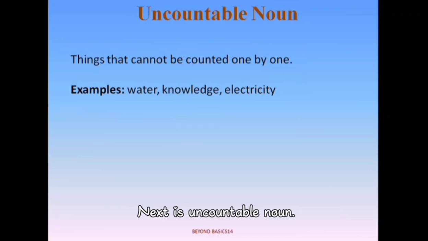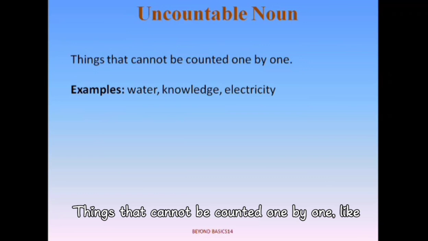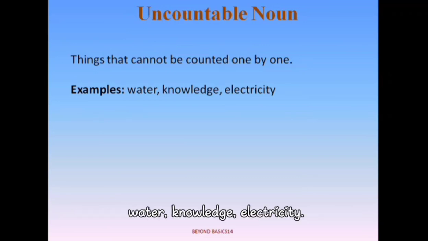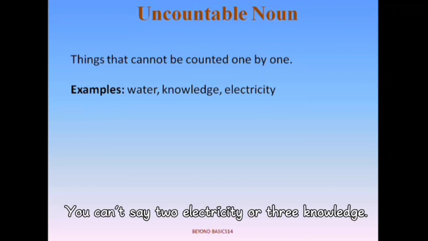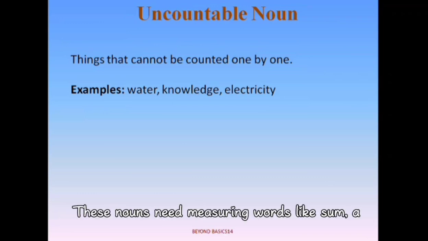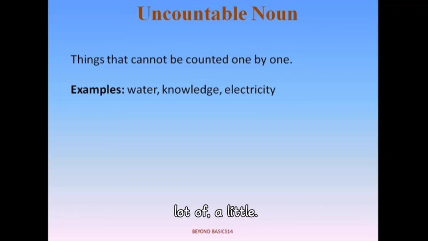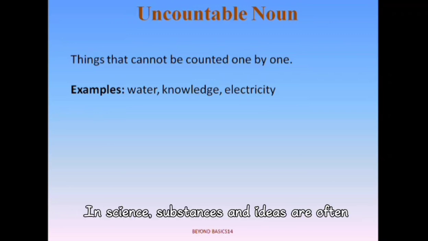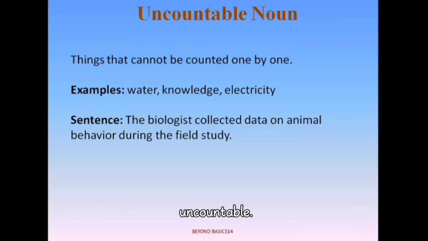Next is uncountable noun. Things that cannot be counted one by one, like water, knowledge, electricity. You can't say 2 electricity or 3 knowledge. These nouns need measuring words like some, a lot of, a little. In science, substances and ideas are often uncountable.